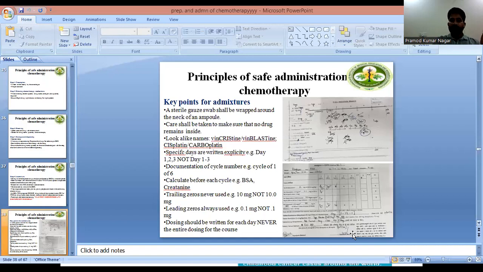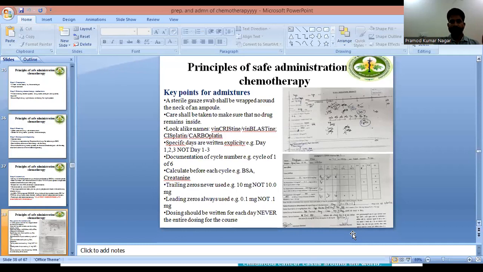And always use the leading zero, especially in the case of vincristine or cytarabine. If the dose of vincristine is 0.5 mg, it should be written like 0.5 mg, not .5 mg. It will mislead the nurses or whoever prepares the chemotherapy. Dosing should be written for each day, never the entire dose of the course.